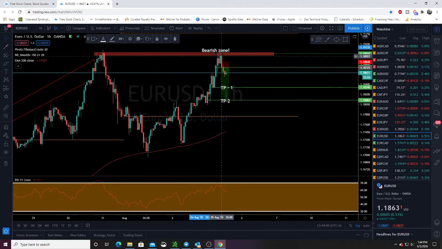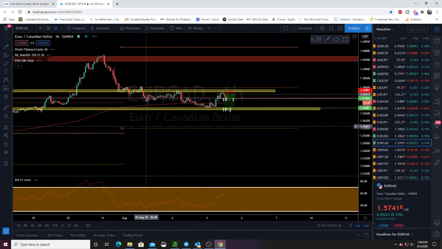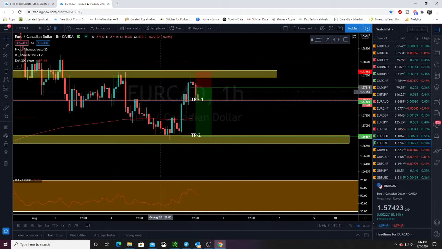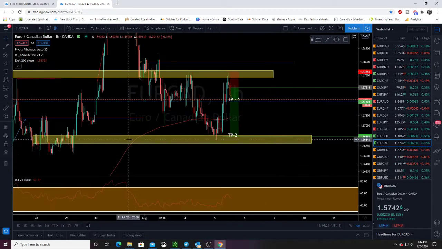So we've got our bear zone up here. We're in a positive trade. Things are just starting to stall out, so again, we're in the managing trade. Here again, we're in Euro Canadian dollar. It's another positive trade. We took it on a break of that smaller inflection point. Got our TP all the way down here on this 1 hour inflection point.